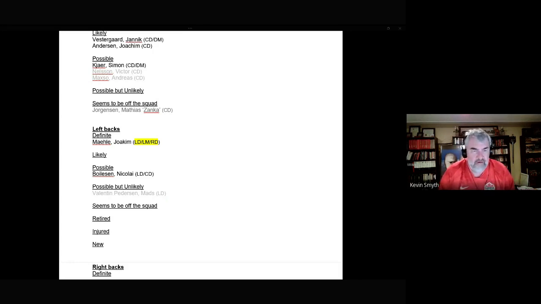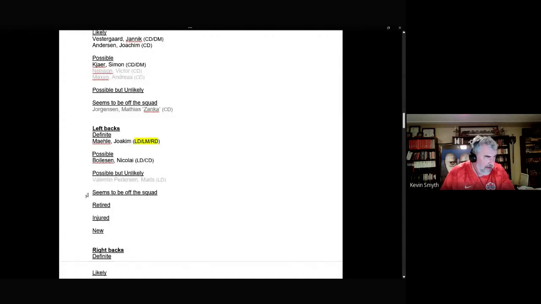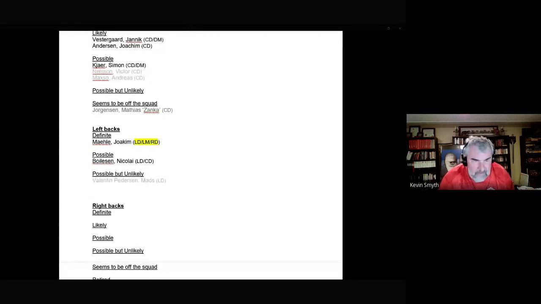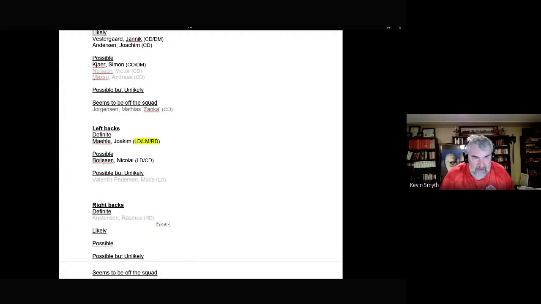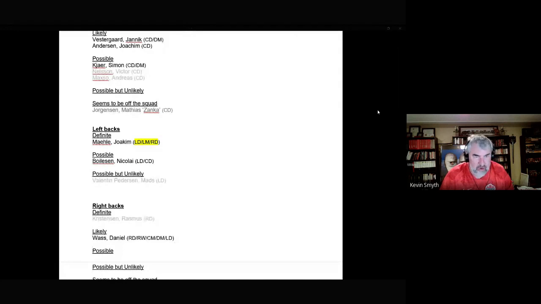Interestingly, Jens Stryger Larsson was the left back in the 2018 World Cup, but now we're going to describe him as a right back because that's where he's been playing in the period that we're talking about. So that moves us on to right backs, and no surprise that Jens Stryger Larsson is there. However, he is not the top candidate there because we have Rasmus Christensen as a definite, and we have Daniel Wass as a likely, and Jens Stryger Larsson also as a likely.